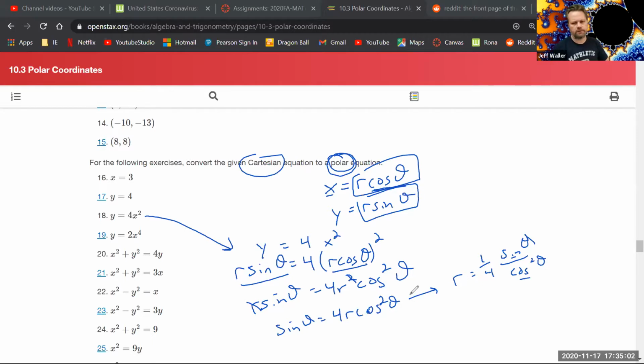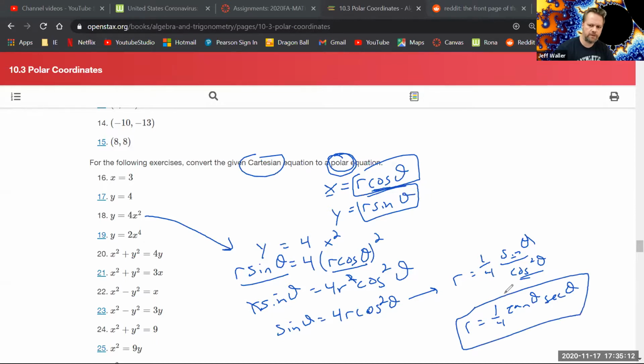So don't freak out if it looks weird. What I'm saying is sine over cosine is tangent. One over the other cosine is secant. And think about it. Obviously, what is this in Cartesian? What is this in the rectangular coordinate system? What does that look like?